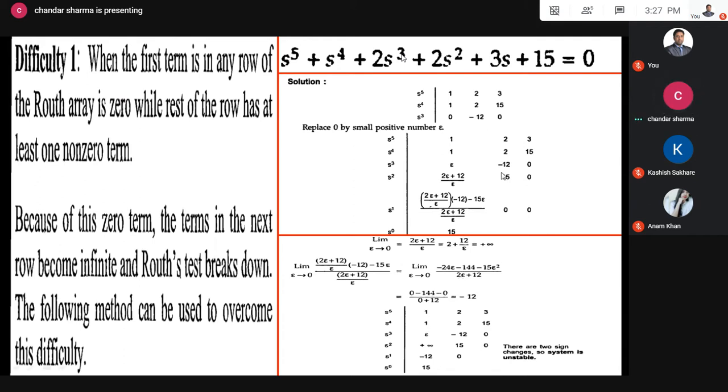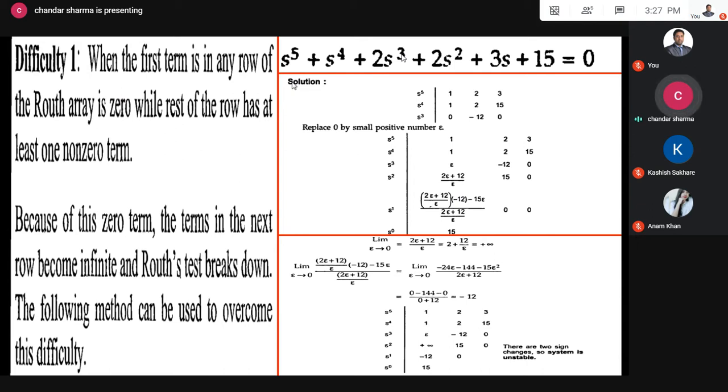You have to substitute s equal to 1 by x, or 1 by z, in the original characteristic equation. When you substitute s equal to 1 by x or 1 by z in the original equation, the new characteristic equation will be in terms of z or in terms of x. The order of the system remains the same.